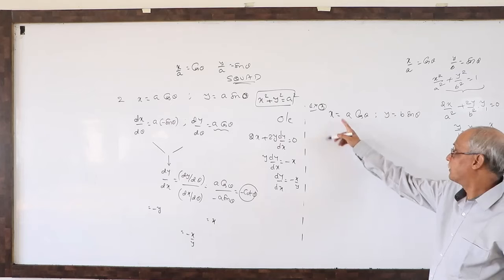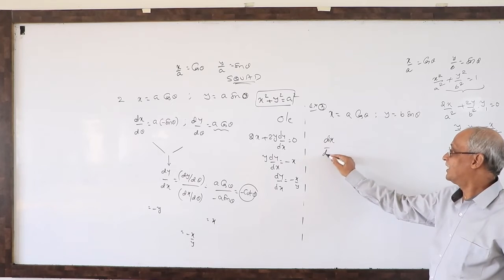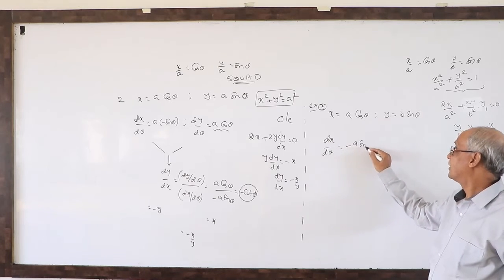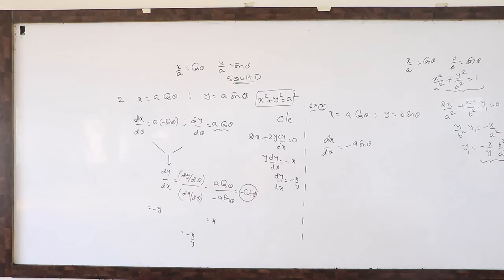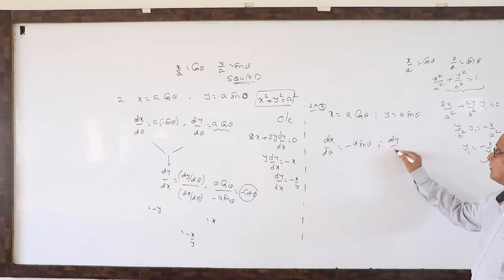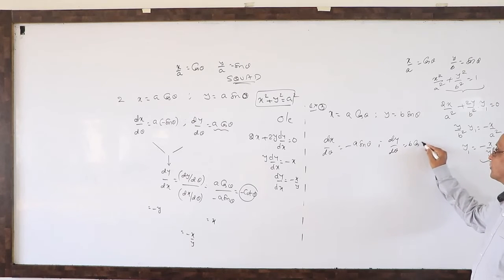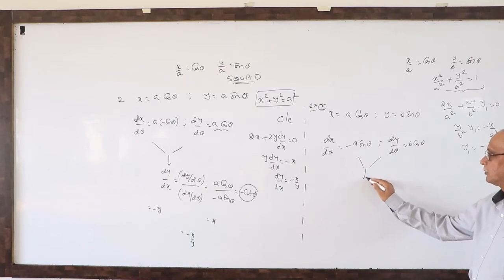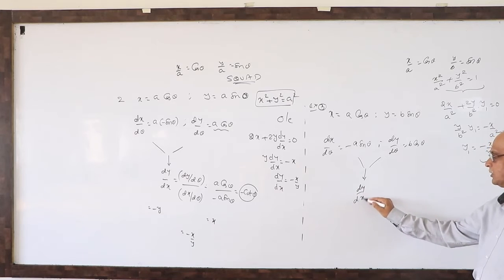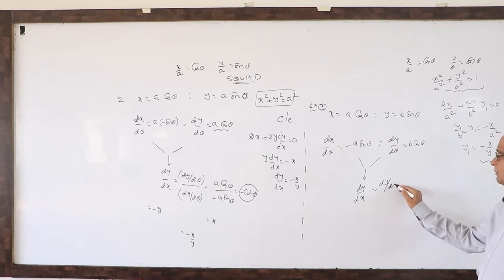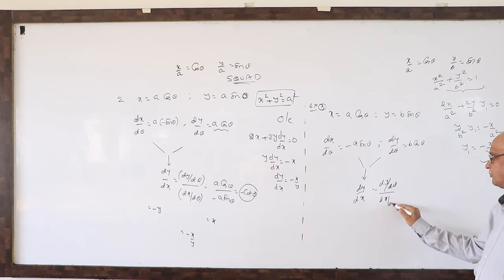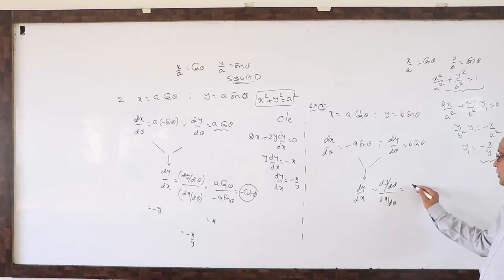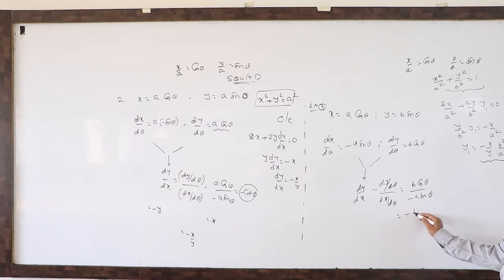Now we start with differentiation first: dx by d theta is minus a sin theta, dy by d theta is b cos theta. Combine them, which gives dy by dx as dy by d theta divided by dx by d theta. To understand, we are writing all the steps, but it is not necessary in the exam for object type questions; finish the solution fast. What is the answer we got? Minus b by a cot theta.